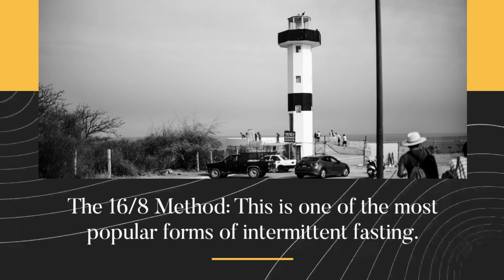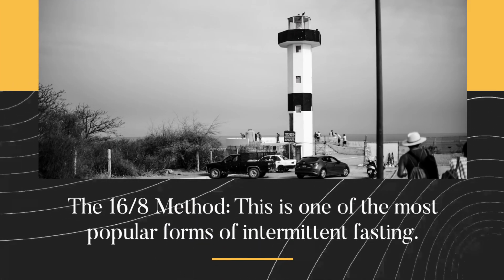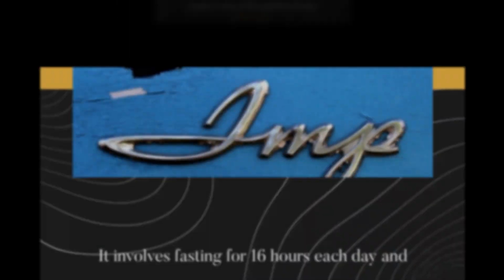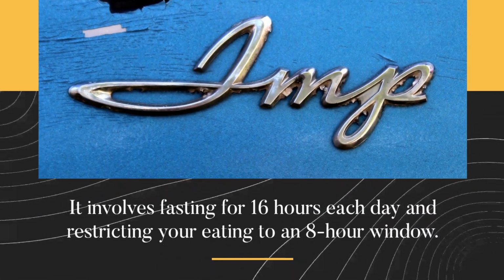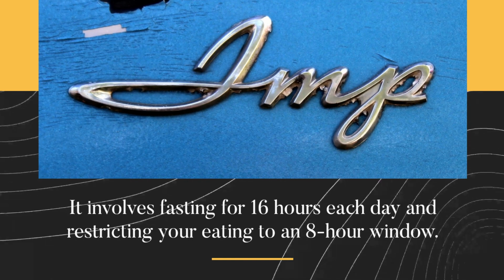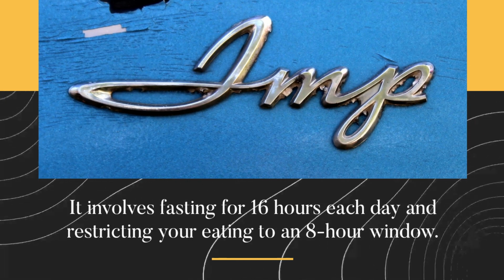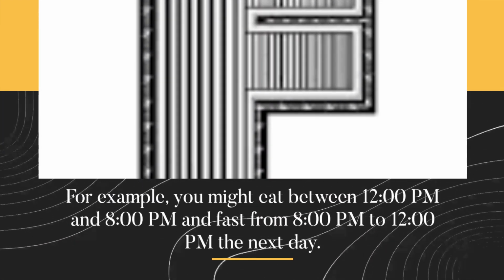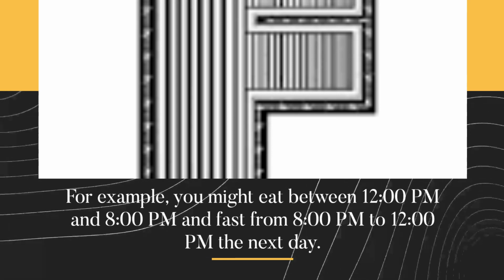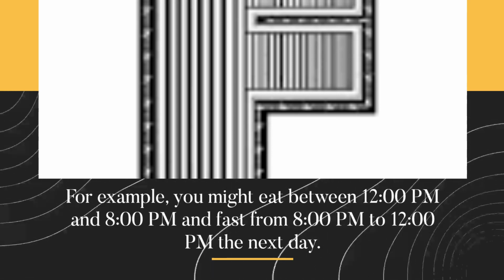The 16/8 method. This is one of the most popular forms of intermittent fasting. It involves fasting for 16 hours each day and restricting your eating to an 8-hour window. For example, you might eat between 12 p.m. and 8 p.m. and fast from 8 p.m. to 12 p.m. the next day.